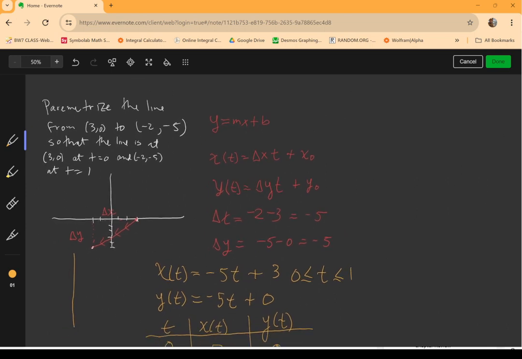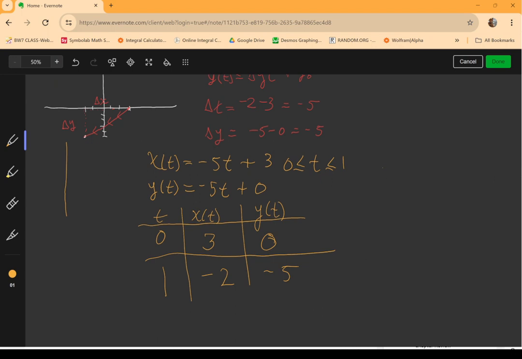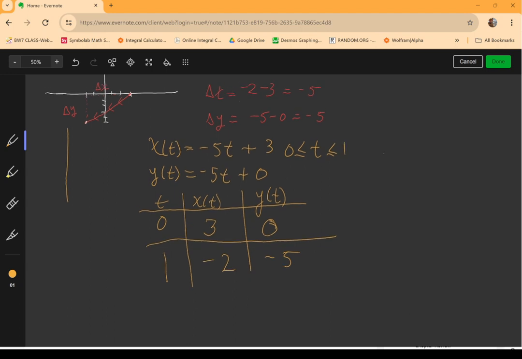So that's how we focus on parametrizing a line segment, I should say. If you just wanted the whole line, then t would just be from negative infinity to positive infinity. Restricting the domain just restricts that. Now it's the line segment and not the full line.